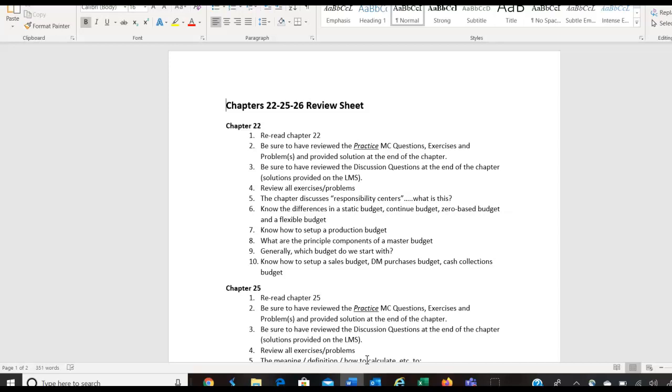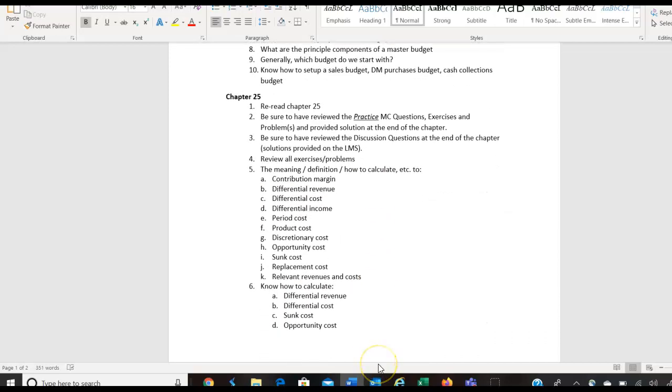So number 5, make sure you know the meaning, definition, or how to calculate these various items. I'm going to tell you where you can find a lot of them. Contribution margin comes from a previous chapter anyway, but sales minus variable costs is your contribution margin. So let me scroll this down here a little bit. We know what that is already, sales minus variable costs. B, C, and D, differential revenue, differential cost, differential profit is sometimes what it's called instead of income. Look at page 1258. It's a nice definition for all of those.